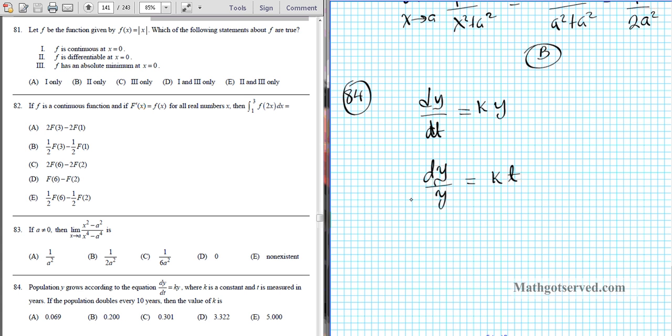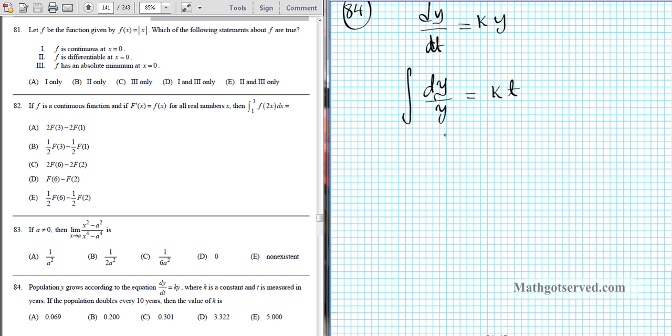Then we integrate both sides. So we integrate the left side, dy over y, or you can look at this as the integral of 1 over y dy. So what is the antiderivative of 1 over y? It's the natural logarithm of y. Natural logarithm of y plus c equals kt.